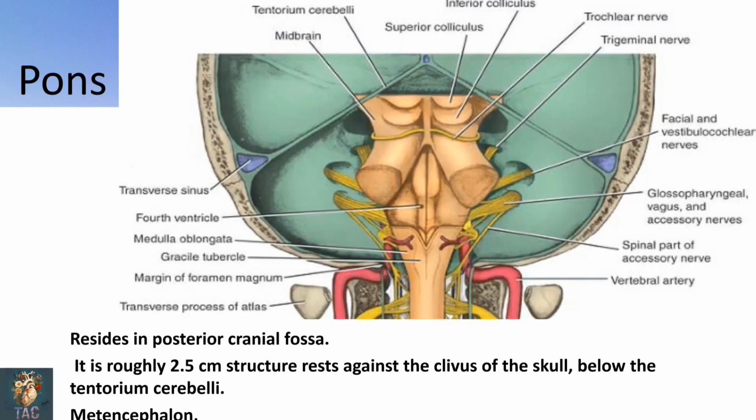So first of all, the pons, the external features. It resides in the posterior cranial fossa. It is roughly 2.5 centimeters. It rests against the clivus of the skull below the tentorium cerebri. So here you can see this is the tentorium cerebri, and it rests against the clivus below the tentorium cerebri. And developmentally, embryologically, it is formed from the metencephalon.